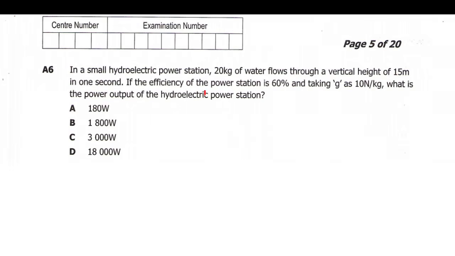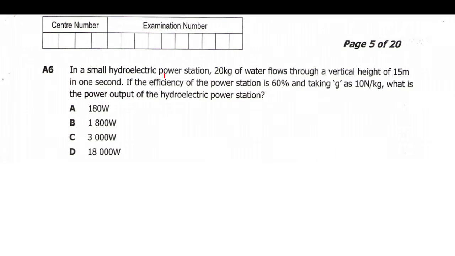If the efficiency of the power station is 60%, and taking G as 10 Newton per kilogram, what is the power output of the hydroelectric power station? So let's read again.